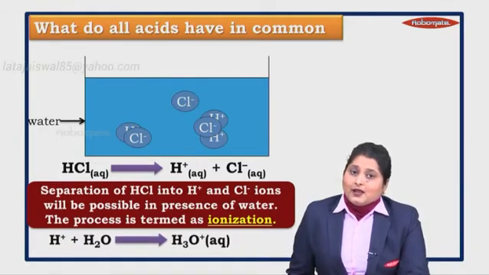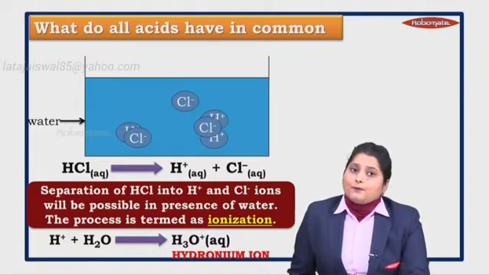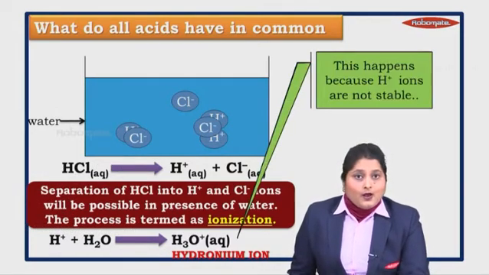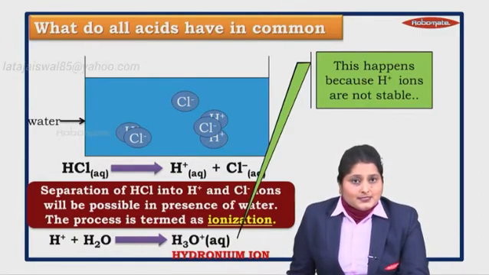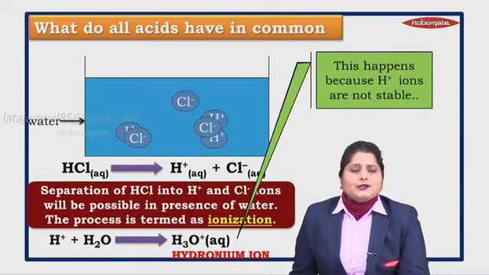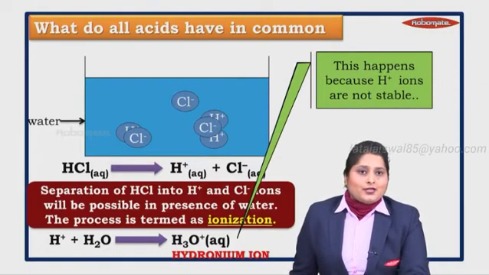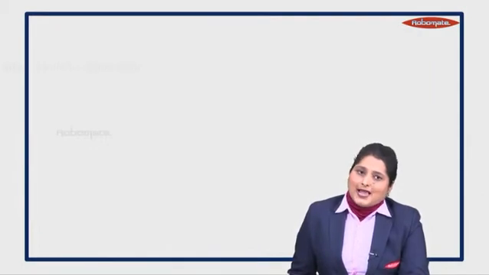We are going to study something more about this: these H+ ions are not stable. They react with water and form H3O+. Now this H3O+ is called the hydronium ion. Remember, they are very, very important. Hydronium ion. Now this happens because H+ from HCl is unstable and immediately reacts with water to form H3O+, which is called the hydronium ion. So we are going to confirm the presence of hydronium ion by performing a small activity.